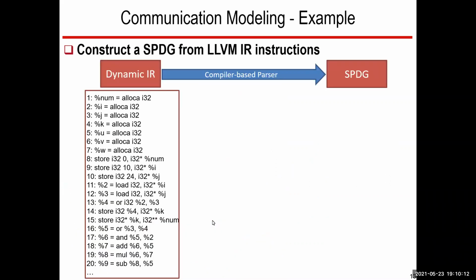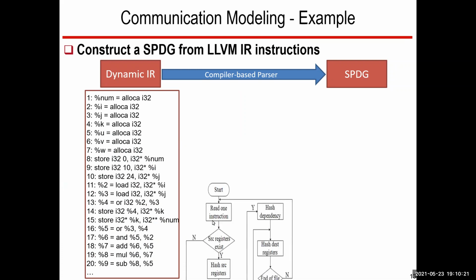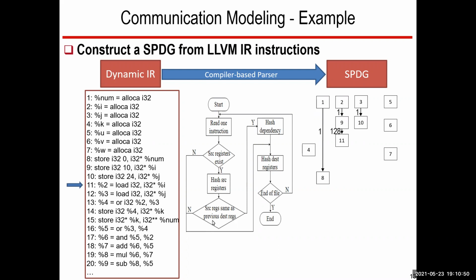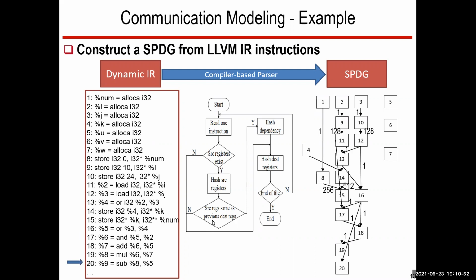This is one example of how to construct the graph from ARM-IR instructions. We have a compiler-based parser to parse one line and add this node into the graph. Then we check if the source register of this instruction depends on the destination registers of the previous instruction. Basically, this is the data dependency, but we also have control and memory dependencies. If we have this data dependency, then we add an edge in between. This shows you how the graph is constructed.